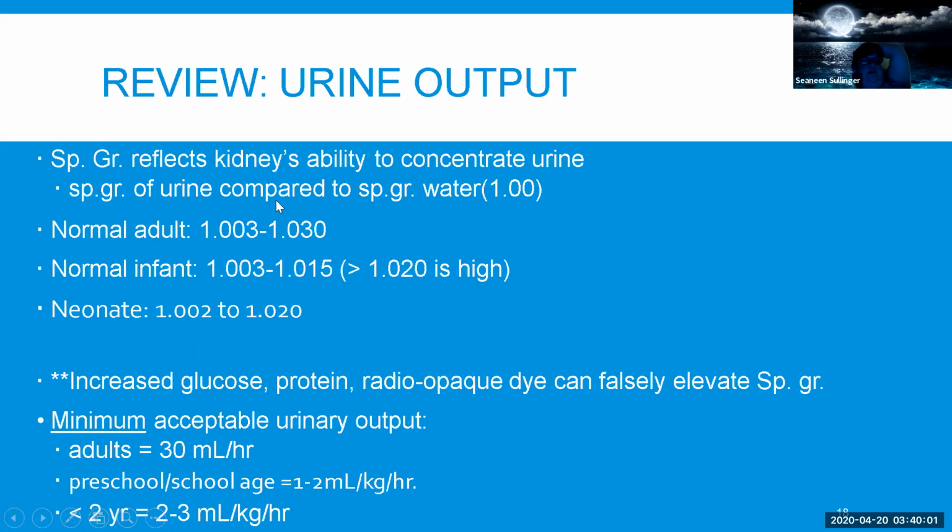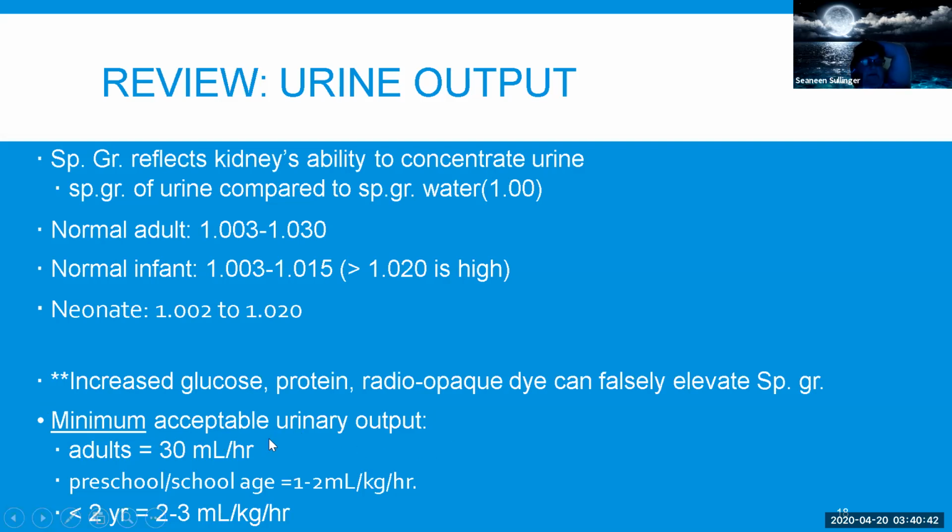So here again is looking at the specific gravity, telling how the kidney can concentrate urine. In the normal adult, 1.003 to 1.030. And so you notice that the infant, although the lower end is the 1.003, even the neonate is 1.002, but what is considered high is much lower in an infant. You can also have, when you have increased glucose, protein, and dye, that can also falsely elevate the specific gravity.